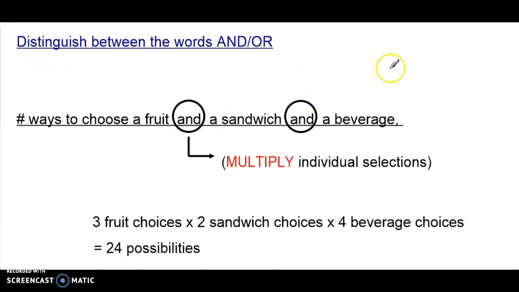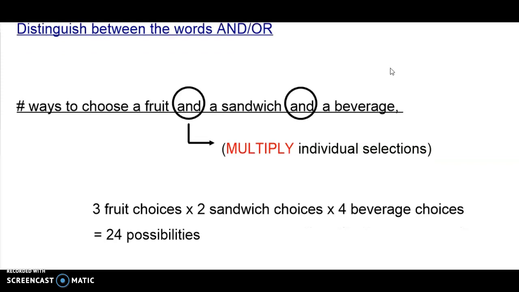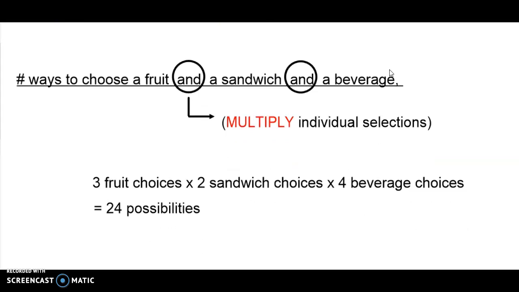Just for clarification, just like in our last unit, we distinguish between the words "and" and "or." Those 2 words are going to be quite important in this next unit as well. So if we have the number of ways to choose a fruit and a sandwich and a beverage, we need 1 of each item, and we multiply our choices. Multiply 3 times 2 times 4, as we've just seen in this example, to give 24 possibilities.